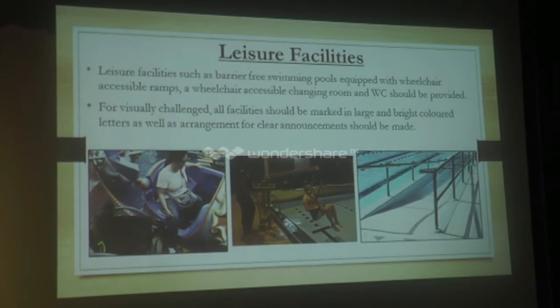So leisure facilities, we should also provide leisure facilities for these people. Leisure facilities such as barrier-free swimming pools, which I have not seen anywhere. It could be a wheelchair accessible ramp, a wheelchair accessible changing room, and WC should be provided. For the visually challenged, all facilities should be provided, marked in large and bright colored letters, as well as an arrangement for clear announcements should be made.